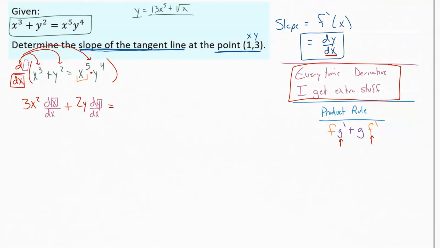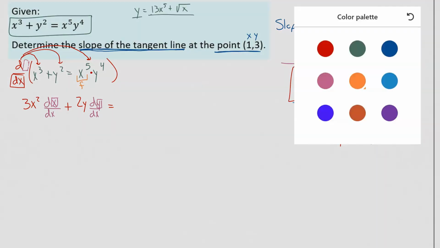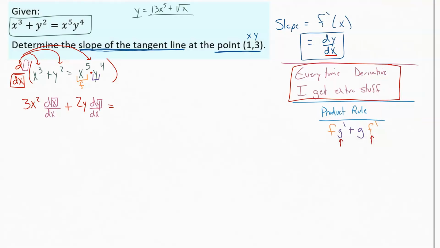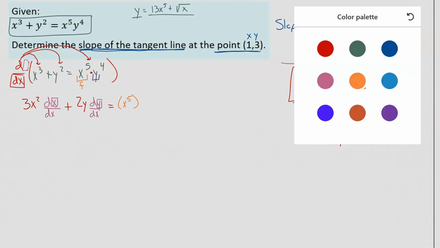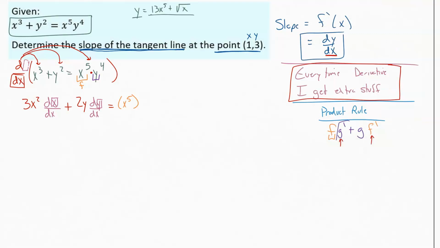So I'll come back over. I'll label x to the 5th as my f piece. y to the 4th is going to be my g piece. And now we just follow our product rule recipe. It says first go grab f, so we just grab f untouched. Then they want us to take the derivative of g, g prime. So we take the derivative of y to the 4th. That would be 4y cubed. Took the derivative of a y, so I get my extra stuff, a dy/dx.